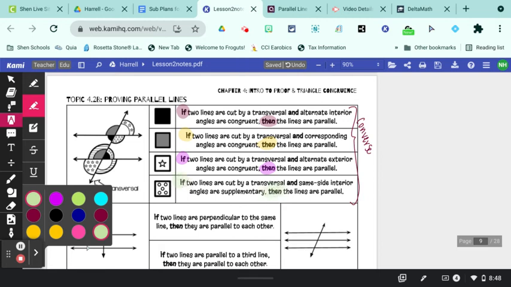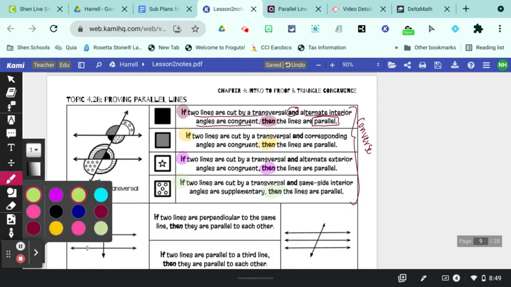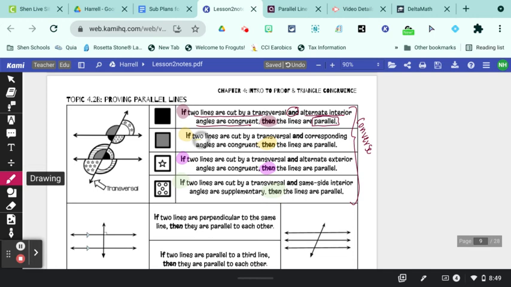So let's look at the first one together. If two lines are cut by a transversal and the alternate interior angles are congruent, then we can prove the lines are parallel. Okay, so now I know the angles, so the lines are parallel. Before, we knew the parallels, so we knew the angles. We're just flip-flopping them. The second one says if two lines are cut by a transversal and you can show the corresponding angles congruent, then you can prove parallel.